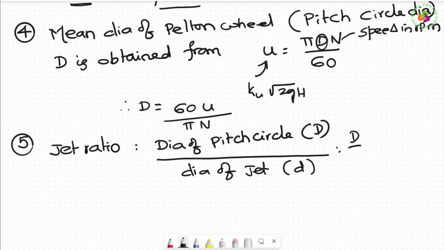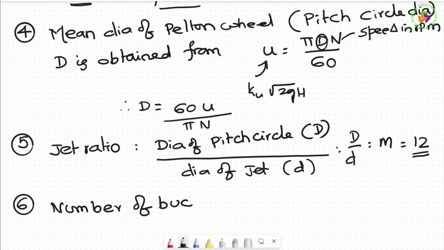So this is D by d, and this ratio we generally call M, and for most of the cases we maintain it at 12. And then the sixth point is the number of buckets. How many buckets will be there on the wheel?